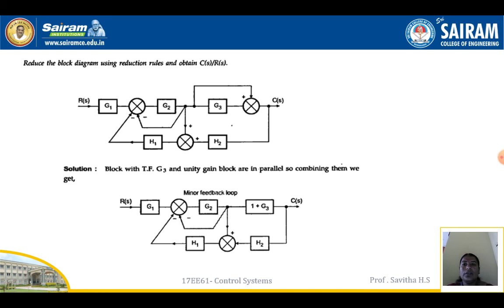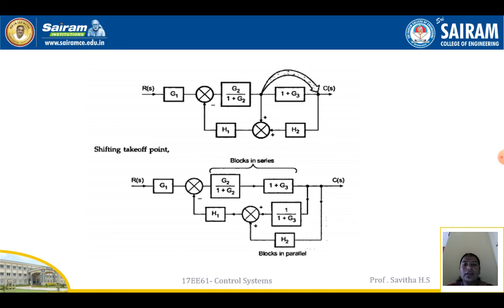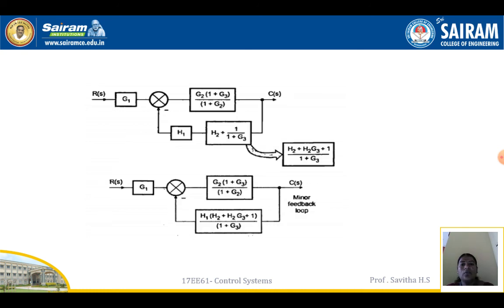Reduce the block diagram using the reduction rules and obtain C(s) by R(s). The block with the transfer function G3 and the unity gain block are in parallel. So combining them we get G1, G2 and 1 plus G3, and the remaining H1 and H2. After that, here G1, G2 divided by 1 plus G2, and shifting the summing point next to the block. Therefore, both the blocks are in series. Therefore G2 divided by 1 plus G2 and 1 plus G3 are in series.